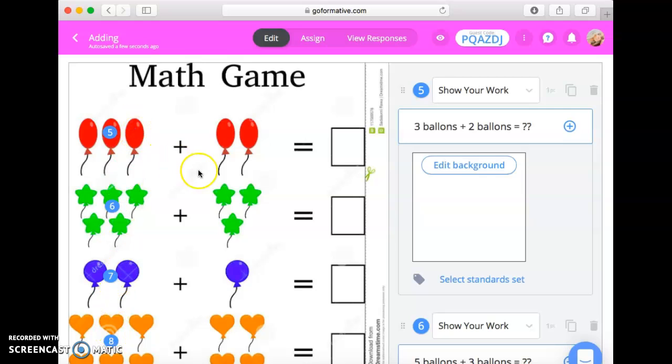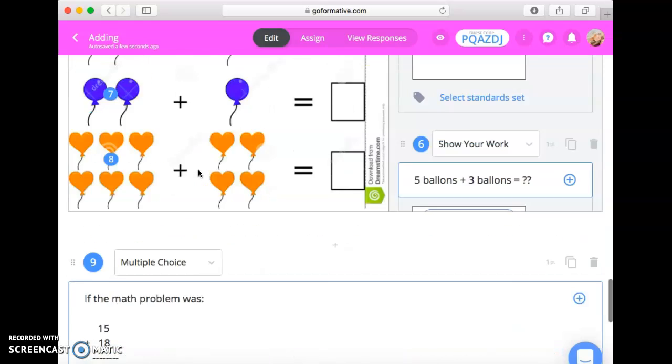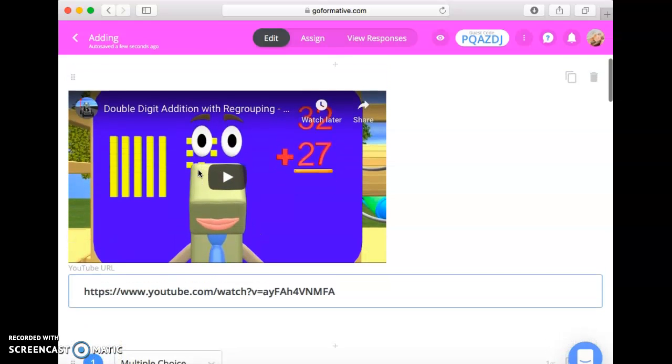of the different questions. And then there are also different types of questions you can use that I didn't use on here, like a short answer question where they're able to type out their answer. And then you can also add a video that is just further explanation of what we are assessing them on. This video here is to just help with double-digit addition and regrouping, and that is just a reference for the students to watch before they take the assessment.